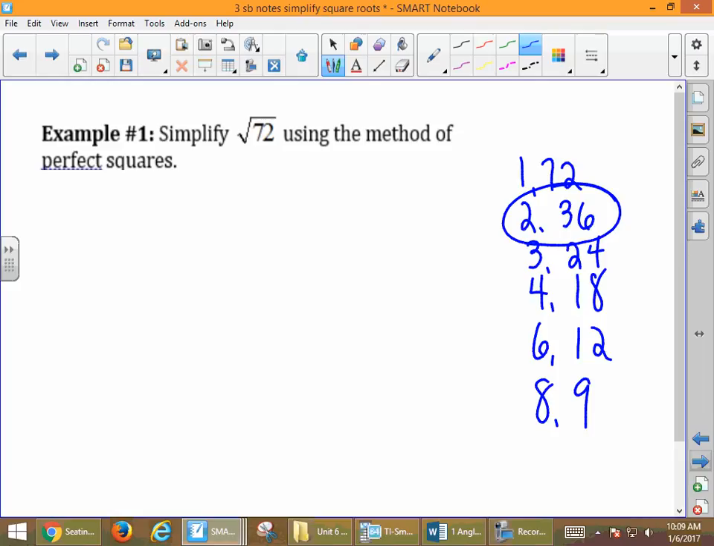2 times 36. So what happens is we could rewrite this as the square root of 2 times the square root of 36. We can't take the square root of 2, but what is the square root of 36? Matthew? 6. It's 6. So this becomes 6. The square root of 36 is 6. Radical 2.